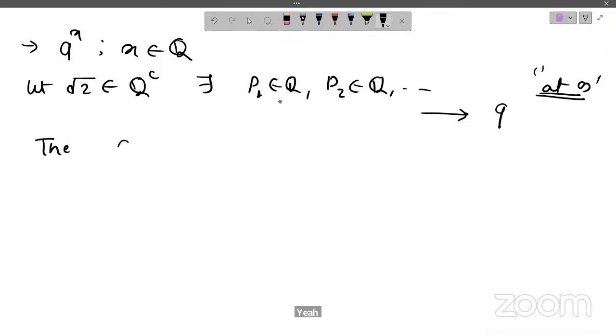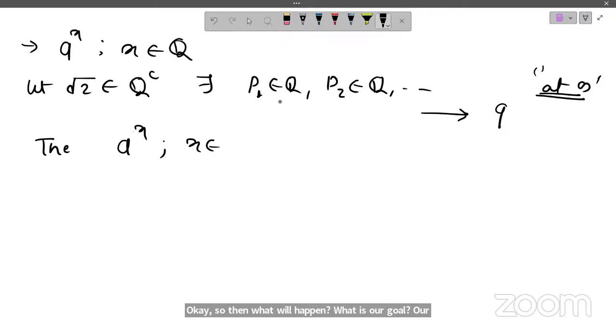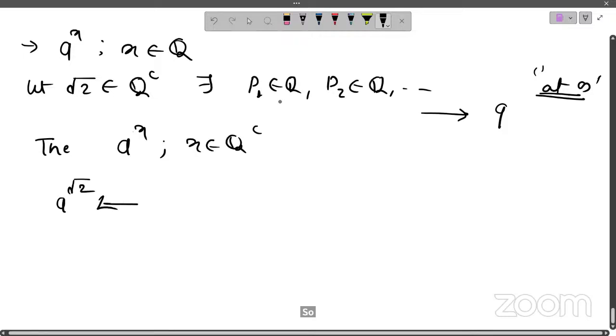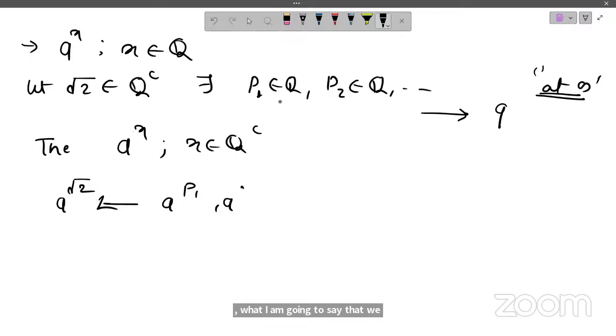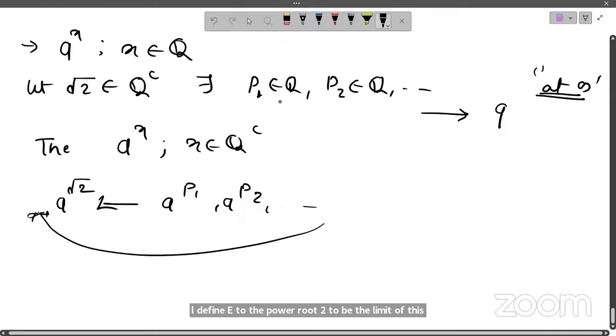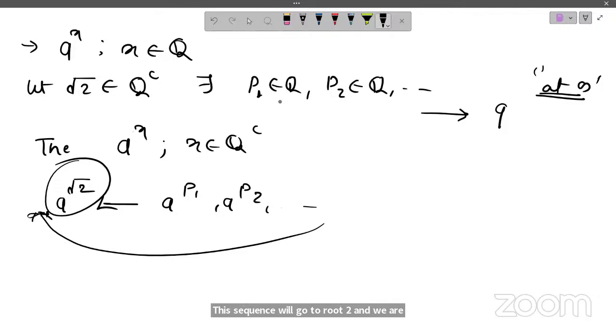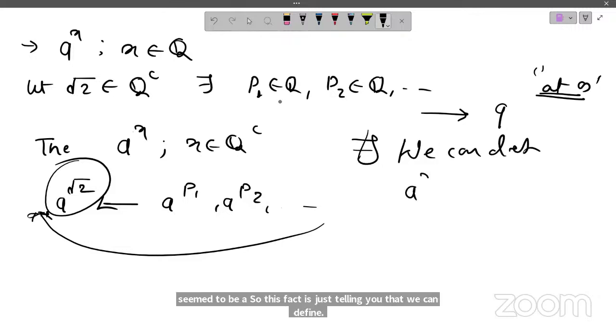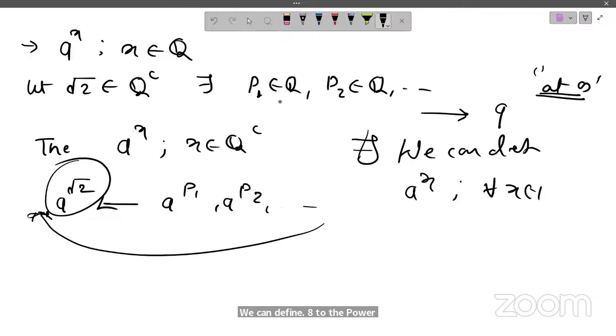So then what will happen? What is our goal? Our goal is to define a to the power x when x belongs to irrationals, right? So what I am going to say is that we will define a to the power root 2 to be the limit of this sequence, a to the power p1, a to the power p2, and so on. This sequence will go to root 2, and we are defining that thing to be a to the power root 2. So this fact is just telling you that we can define a to the power x for all x belonging to real numbers. Correct? Now it is clear.